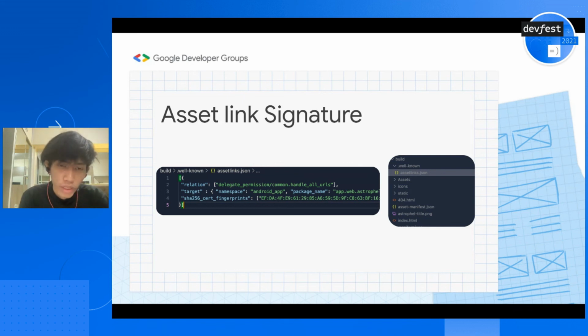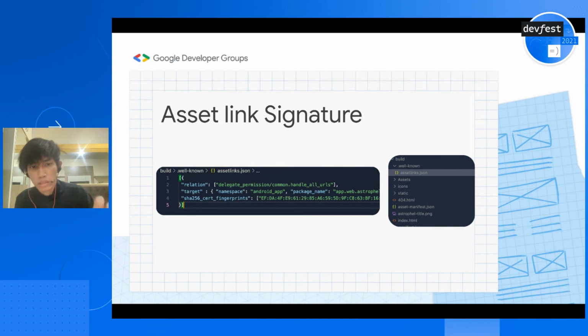Basically in here you will require a SHA-256 certificate fingerprint. These fingerprints are really important to decide who is the owner of the website and the TWA. You have to generate it by yourself to prove that this is yours.